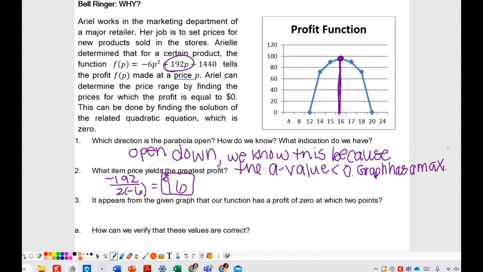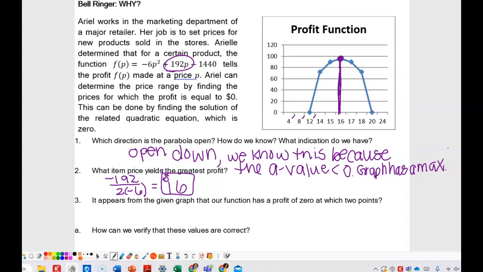It appears from the given graph that our function has a profit of 0 at which two price points? There are 2 price points on our curve at which the profit is 0. And again, it looks like my numbers got a little glitchy when it moved into here. The tick marks are 4, 8, 12, and so on. If you couldn't see them from the graph, what could you do to find them algebraically?